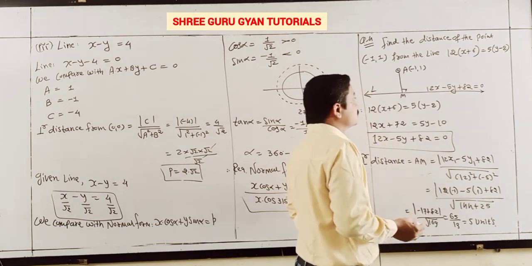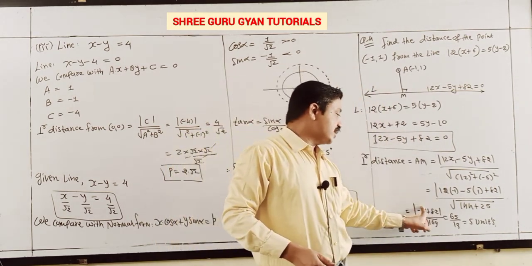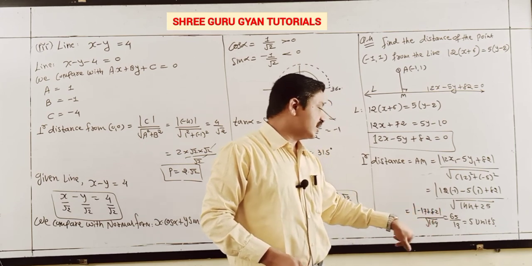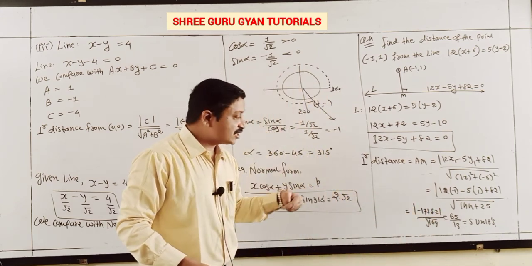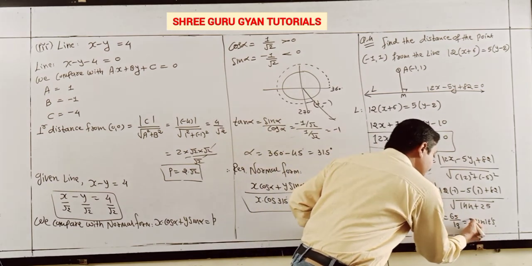And this distance is what we wanted, students. So here in question number 4, 82 minus 17, in total you get 65 by 13, square root of that. And this is my answer, students: 5 units.